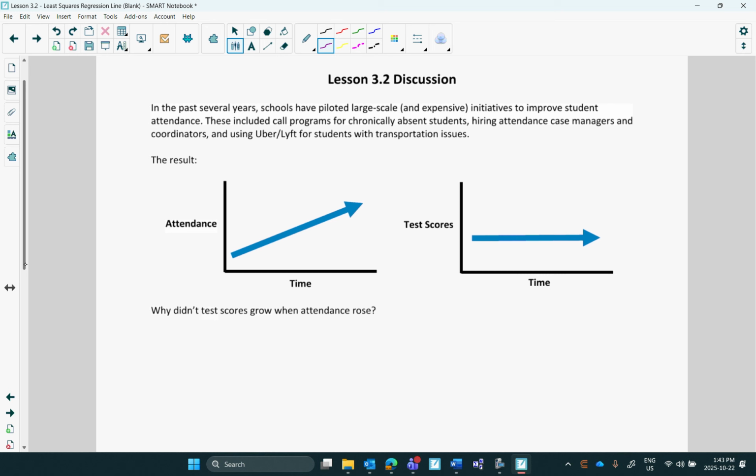We kind of talked about this yesterday in the discussion. The idea of a lurking variable. Is there something else that could be causing no increase in the test scores? The kids are getting to school, they're in class more, but they're still not performing well. Is it their ability to study? Like they don't have time?